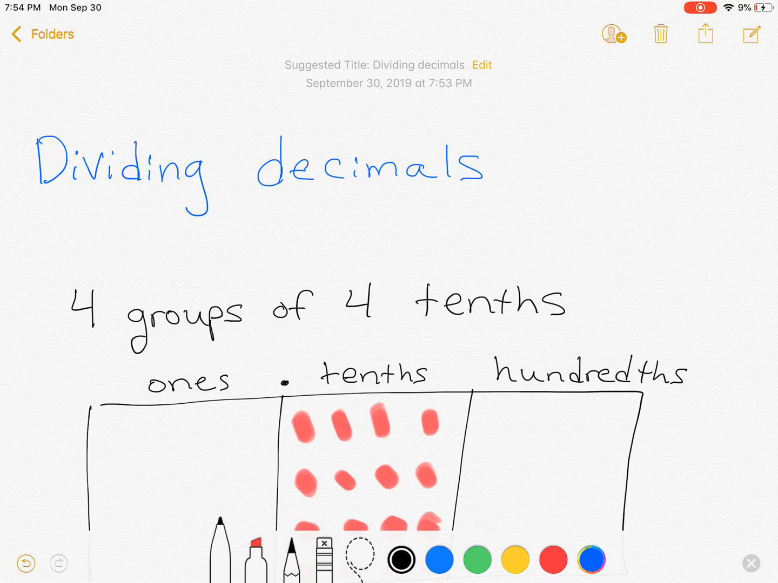Hello, Mrs. Lovett again. Today in class we talked about dividing decimals. So we talked about division being the opposite of multiplication.